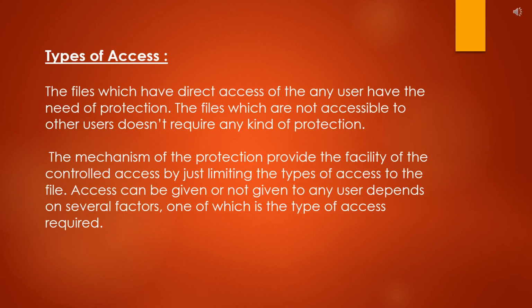Now, what are the types of access? The files which have direct access by any user need protection. The files which are not accessible to other users do not require any kind of protection. The protection mechanism provides the facility of controlled access by limiting the types of access to the file. Access can be given or not given to any user depending on several factors, one of which is the type of access required.